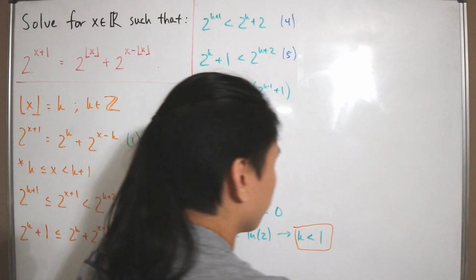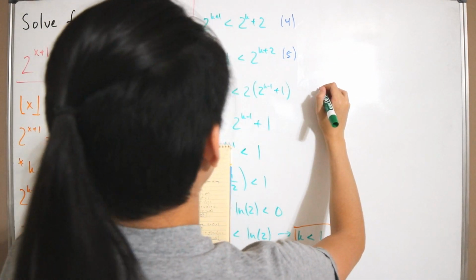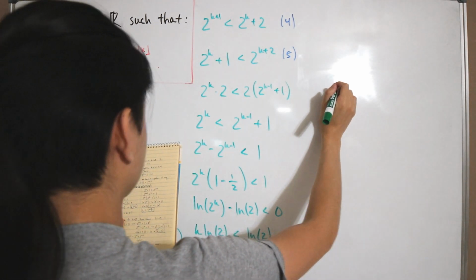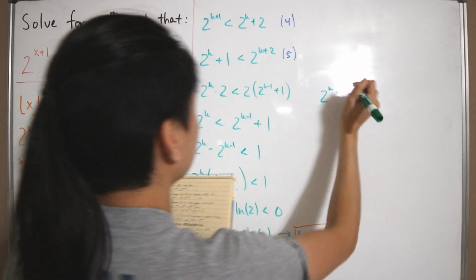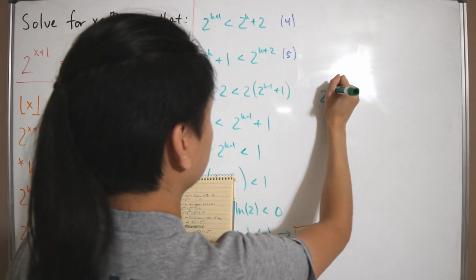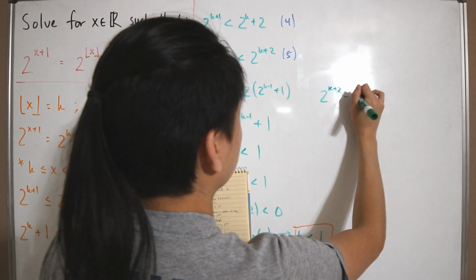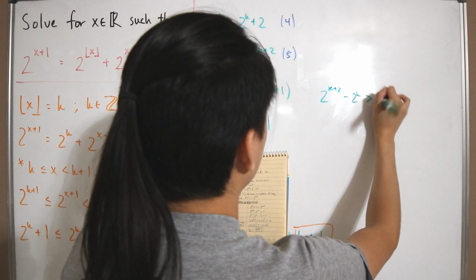With that, let's move on to equation number 5. So with equation number 5, we have 2 to the power k plus 1 less than 2 to the k plus 2. Let's subtract 2 to the k from both sides. I'm just going to switch the sides, so that means I'll flip the sign, it's okay. Plus 2, then subtract 2 to the k, and so that means this is going to be greater than 1.